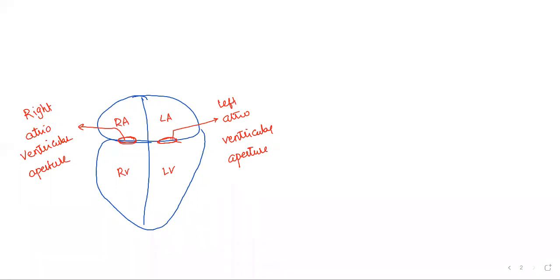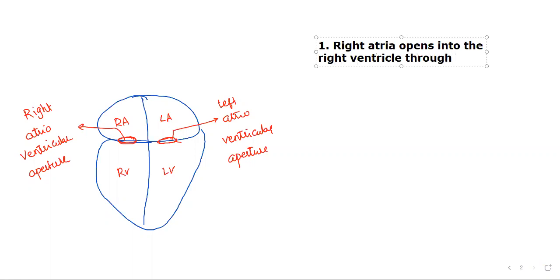So let me write that. Right atria opens into the right ventricle through the right atrioventricular aperture.